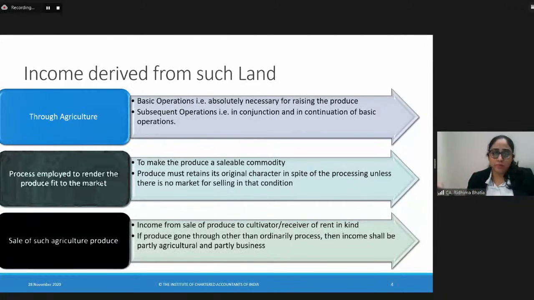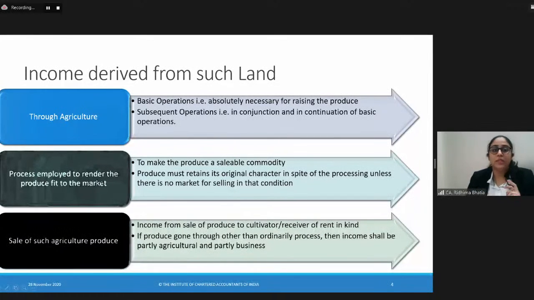Also, in conjunction with your basic operations, you may do certain subsequent operations. Basic operation is that you prepared the land for sowing, you sowed the seed, and now you're waiting. That is your basic operations. The subsequent operation is like taking care, putting timely fertilizers. All of these are subsequent operations. But subsequent operations should be those which are just in continuation of the basic operation. Subsequent operation does not mean taking your agricultural activity to a whole new level and giving totally different nature or type to the produce which was grown. They are something more than the basic operations, required in continuation of them.